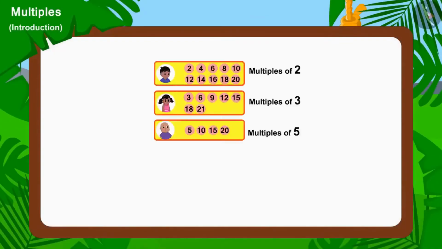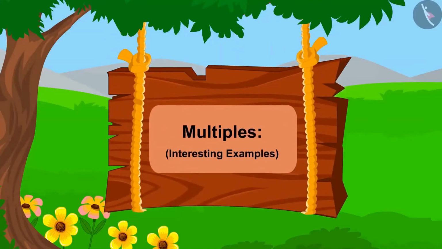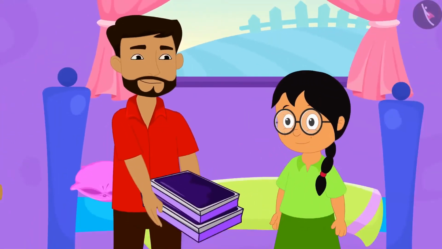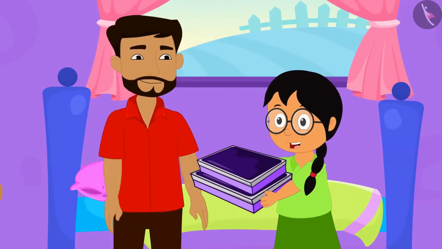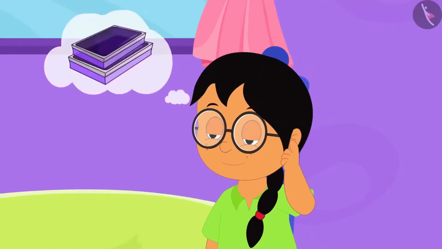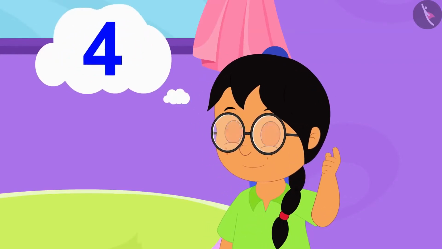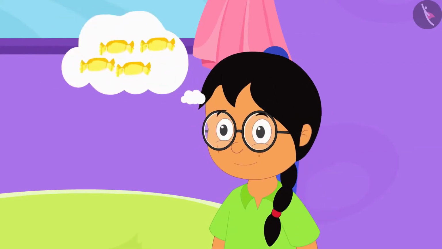Hello children! In the last video, we learned about multiples. In this video, we will learn more about it through some interesting examples. Today, Meenu's uncle has come from abroad. He has brought various toffees for Meenu and her friends from abroad. Meenu is thinking that she will divide those toffees using groups of 3, 4, 5 or 7 in such a way that no toffee is left.